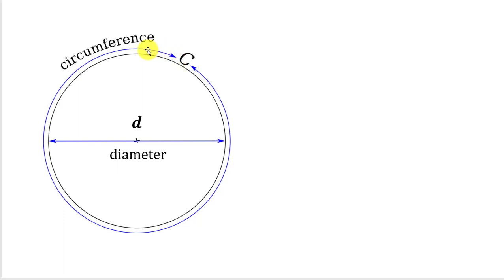Remember that circumference is the distance all the way around a circle. And we learned that if you take the circumference of any circle and divide by the diameter of that circle, you always get the same number. And that number is a non-repeating, non-terminating decimal that equals approximately 3.14. And we use the Greek letter pi to represent that number.